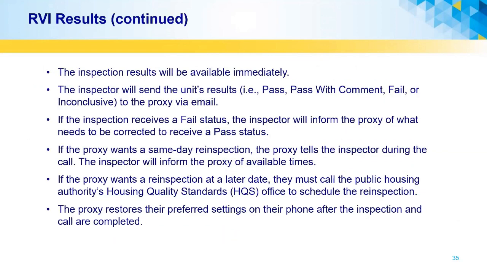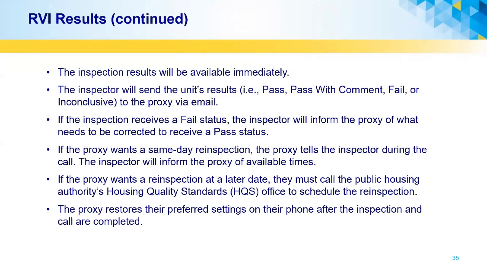Now, the inspection results will be available immediately. The inspector will know if it passes or fails. The inspector will send the unit results, i.e. pass with comment, fail, or inconclusive, to the proxy via email. If the inspection receives a fail status, the inspector will inform the proxy of what needs to be corrected to receive a pass status.